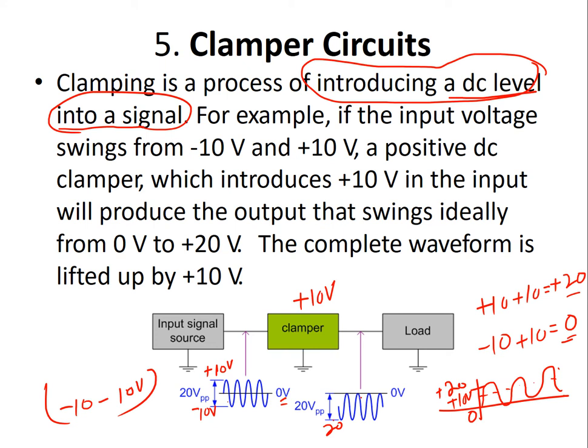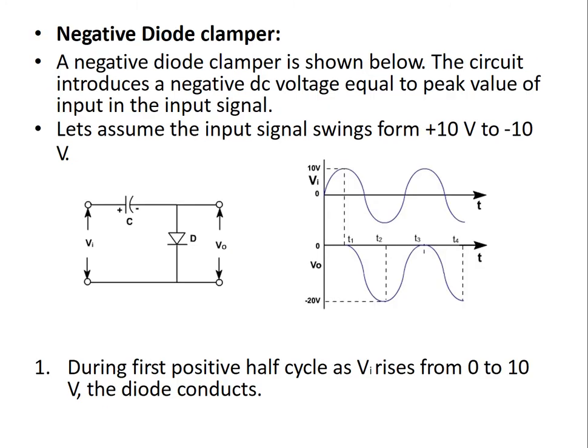There are different kinds of clamping circuits. We can achieve this process using a diode and a capacitor in a circuit, so we need two components. The first category of the clamping circuit is the negative diode clamper. What will it do? It will introduce a negative DC bias voltage.